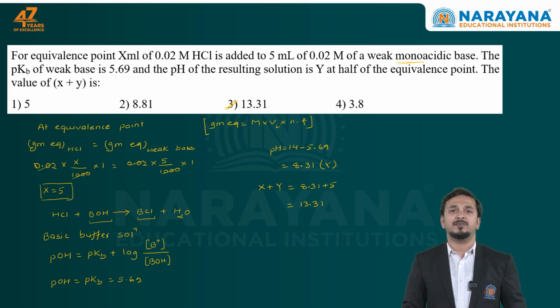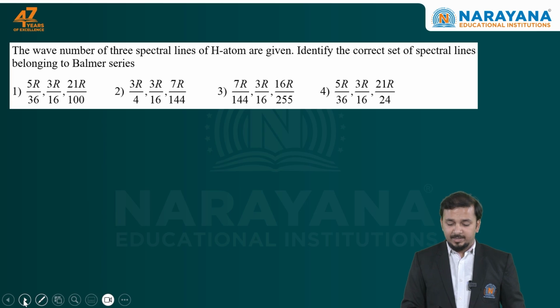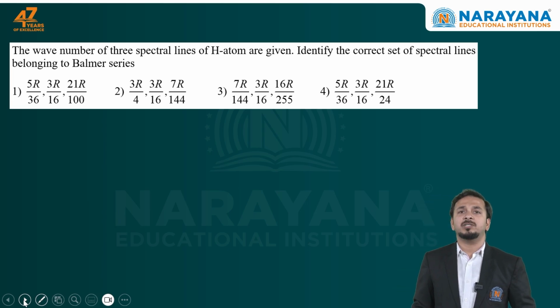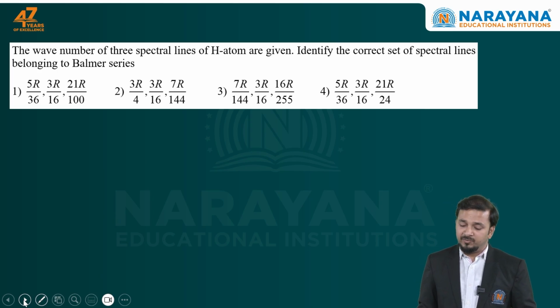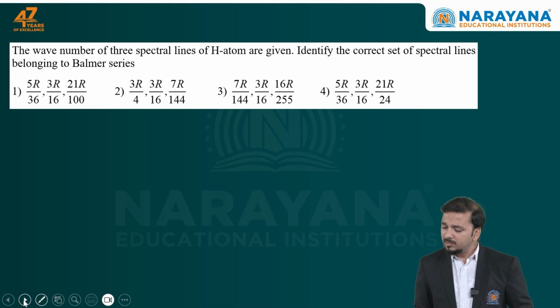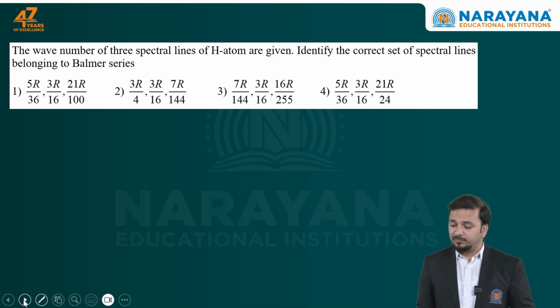This again I'll rate as a moderate to difficult question. Let's see the next question. The next question is from atomic structure and it is from the hydrogen spectrum. The question says the wave numbers of 3 spectral lines of the hydrogen atom are given. Identify the correct set of spectral lines belonging to the Balmer series.